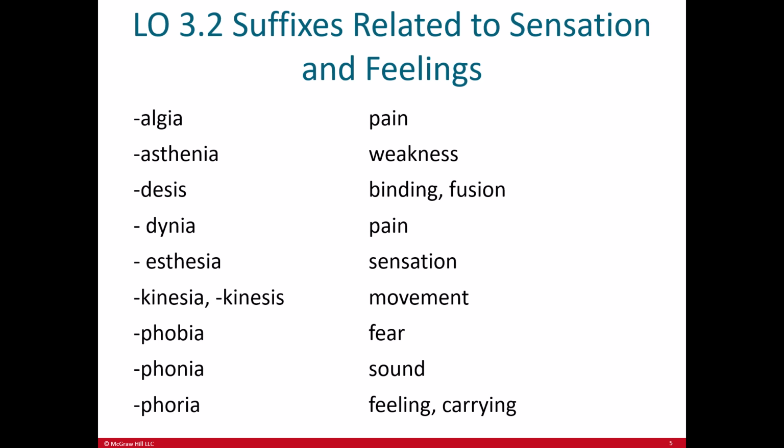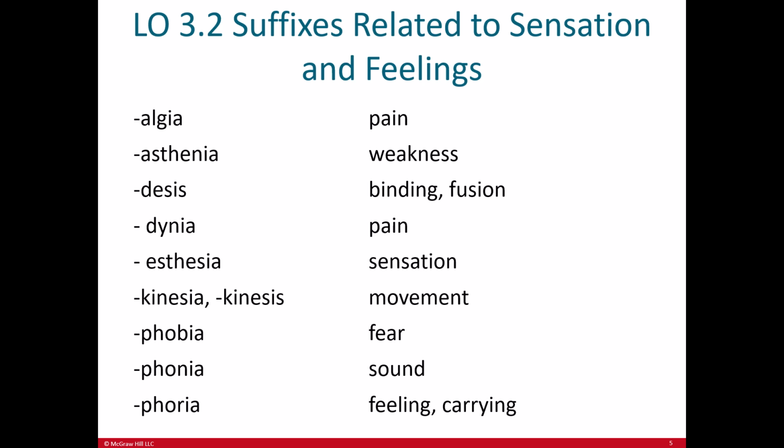Dynia. Dynia is another one for pain. So notice we have algia and dynia. Then we have esthesia. You might have heard that as anesthesia, right? Anesthesia. So this is esthesia, which means sensation. And we've learned in our prefixes an means no, not, without, right? So it's without sensation. Then we have kinesia or kinesis, which means movement.